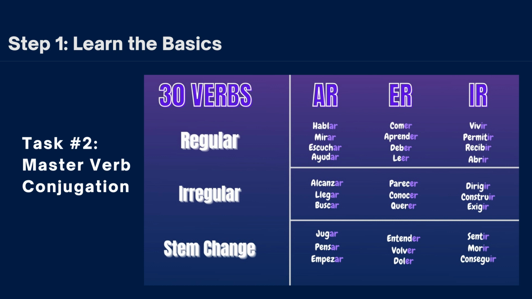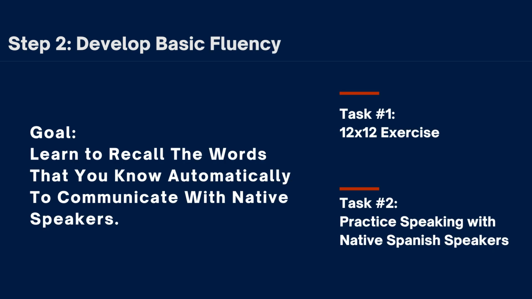Verb conjugation is all about being able to recognize the patterns that you find between verbs. Once you understand the pattern, you will be able to guess with high accuracy the conjugations of words you have never used before when you want to use them in a conversation. Once you have built up your vocabulary and mastered verb conjugation, you are ready to move on to the second step. The second step to become a fluent Spanish speaker is to develop basic fluency.